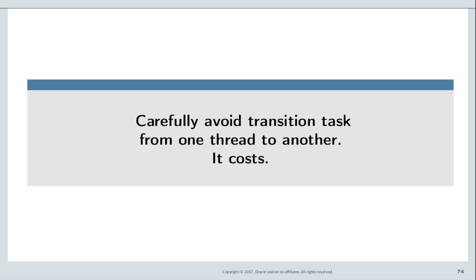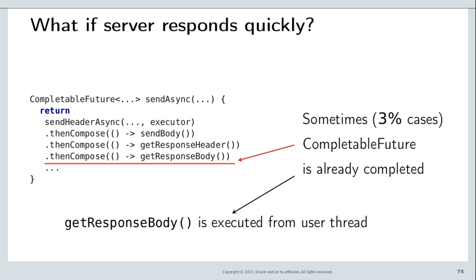Okay. Again, transition of a task from one thread to another is always complicated stuff. And another trick. What I realized is that at some point we have similar code. We send the header asynchronously, get a CompletableFuture, then compose sending the body and processing the response. And if we just count by number of cases, it's not a big amount of cases. It's only 3% of cases.